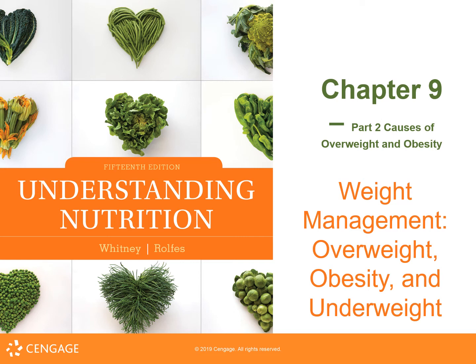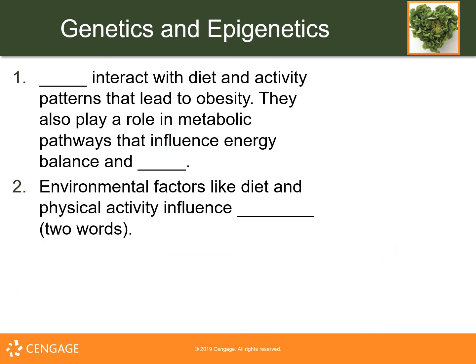Chapter 9, Part 2, Causes of Overweight and Obesity. Genetics and Epigenetics. Genetics can have a causative role in a few cases of obesity. One example is Prader-Willi syndrome, which is a genetic disorder characterized by excessive appetite, massive obesity, short stature, and often intellectual disability. Researchers continue to examine the human genome to find genetic and epigenetic answers to the obesity question.